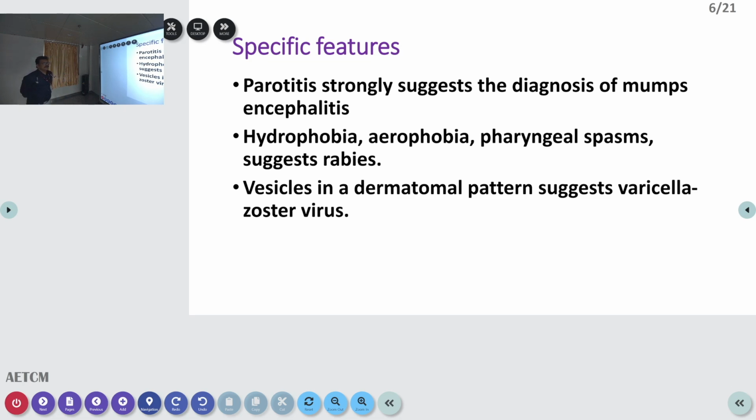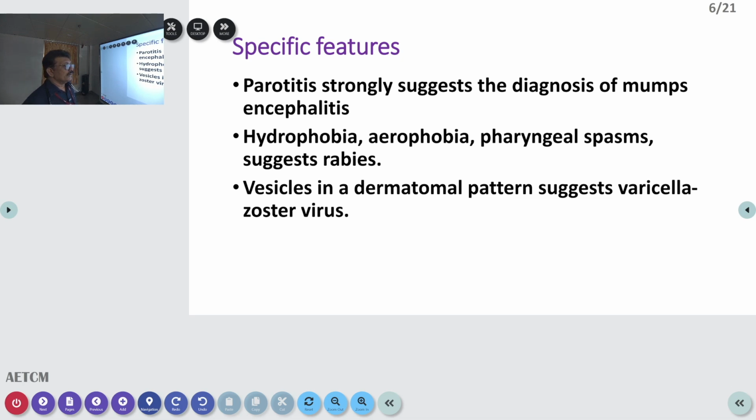Now, parotid enlargement, painful parotid swelling is a classical feature of mumps. Here also, you can have altered behavior. Mumps encephalitis can be there. One of the important CSF findings will be that their glucose level will be slightly low compared to other viral encephalitis. In most viral encephalitis, CSF glucose will be normal, but here it will be slightly low.